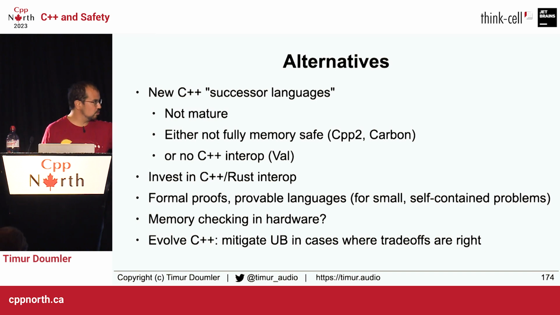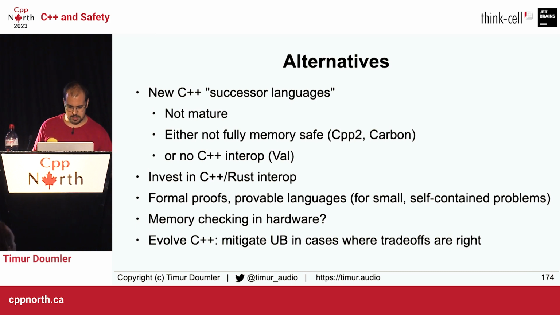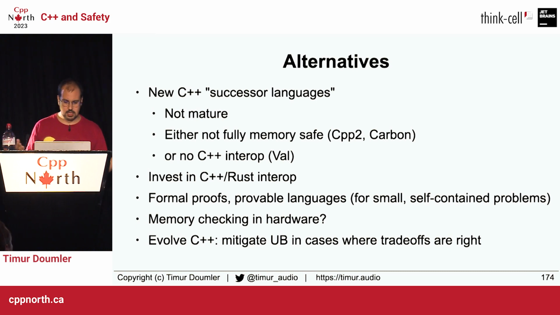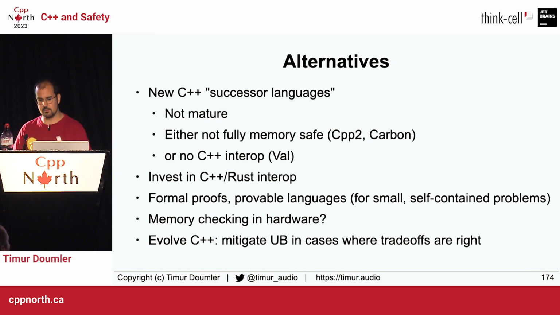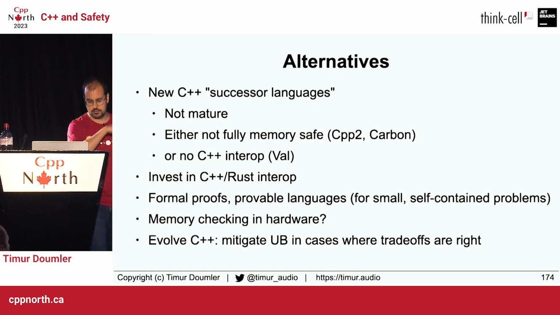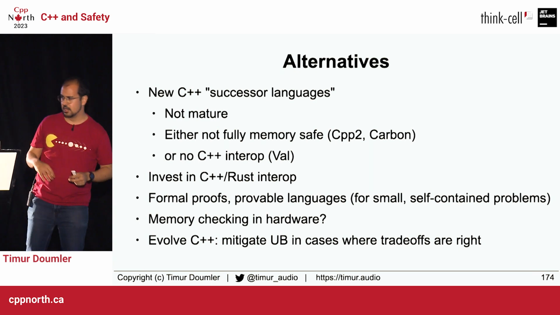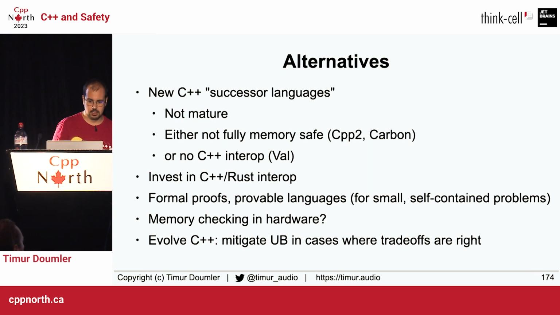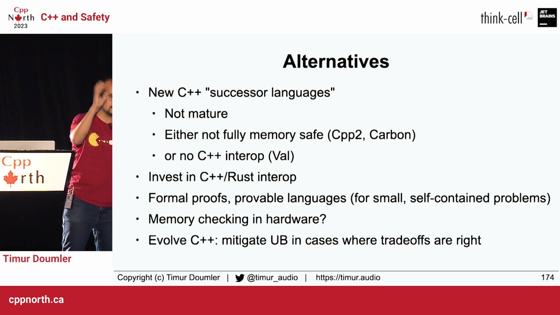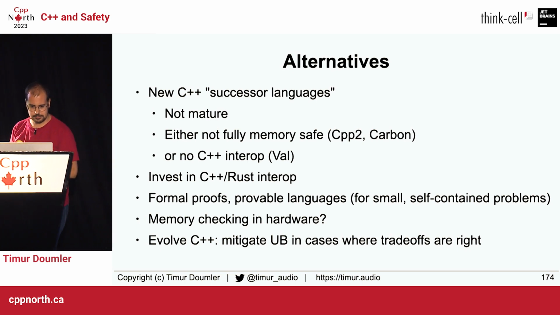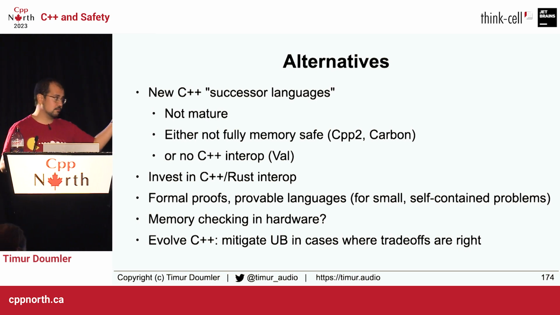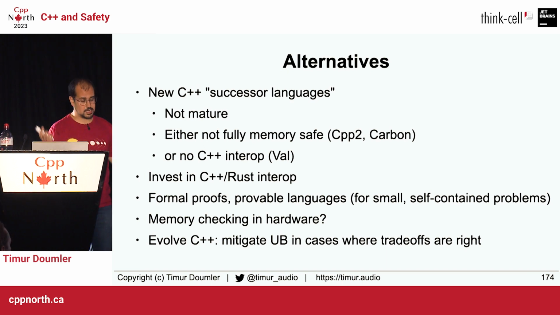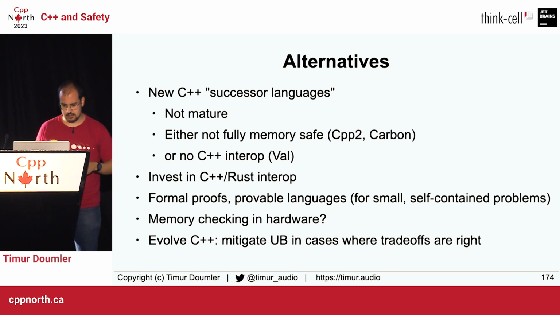Then there are all of these formal proofs and provable languages, which work for small, self-contained problems. I was talking to some automotive people. They said that yes, they use formal proofs. They have a model in MATLAB and Simulink, formal verification, then generate the C code. It works for the code that runs on a tiny little chip that controls your airbag. But as soon as you go to the one that controls your lights, it's already too complicated. It doesn't work, right? Then there's memory checking in hardware, which is something we might get in 10 years or so. I would be very excited.